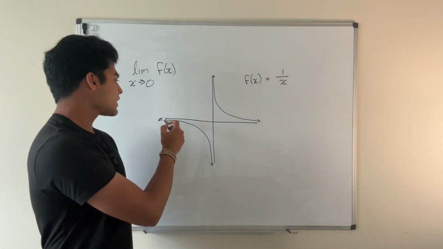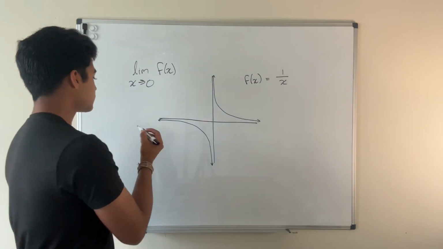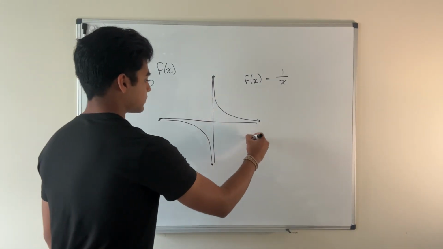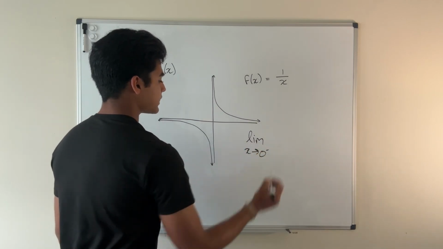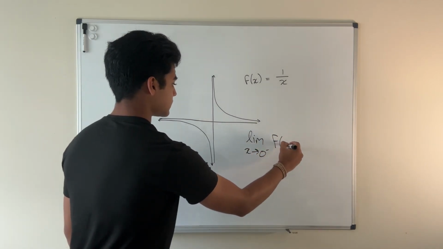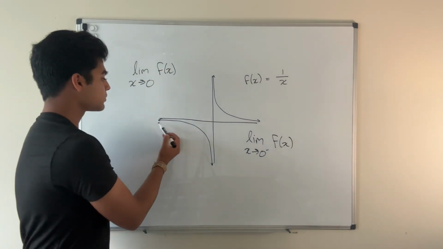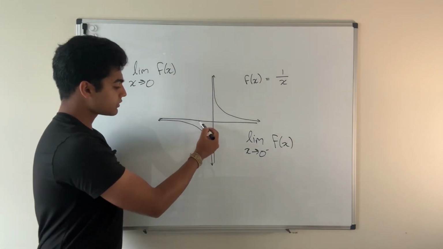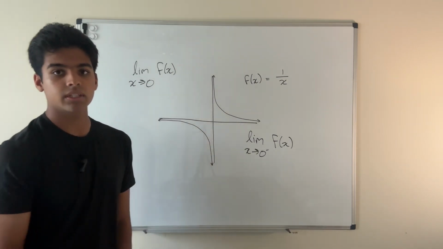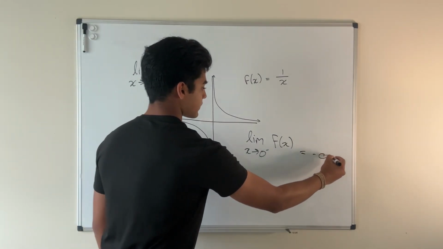So first, we're going to look at it from the negative end. So x approaches 0 from the negative end. What is that going to be? I'll write it right here. The limit as x approaches 0 from the negative end of f of x. From the negative end means from the left. So we can see that as x approaches 0 from the left, the function seems to be approaching negative infinity. So we can say that this is going to evaluate to negative infinity.